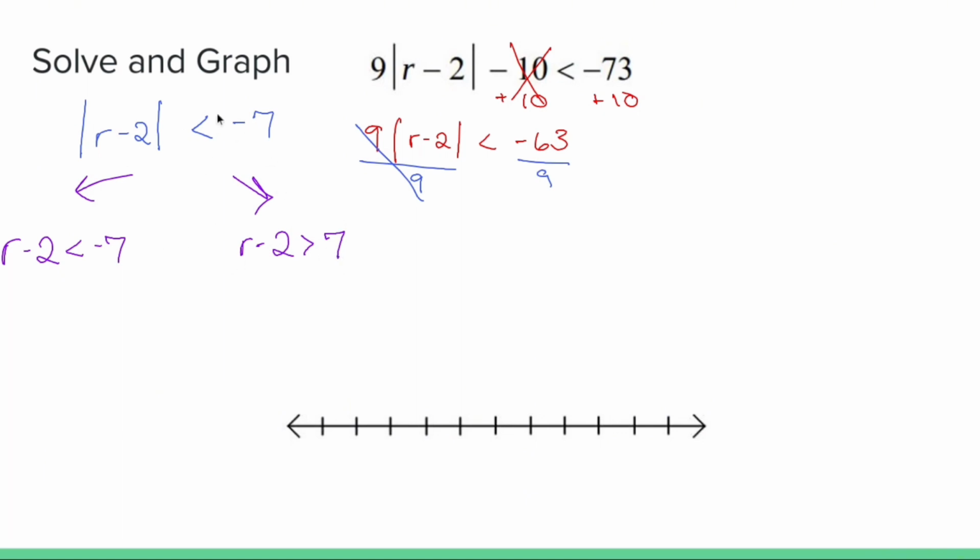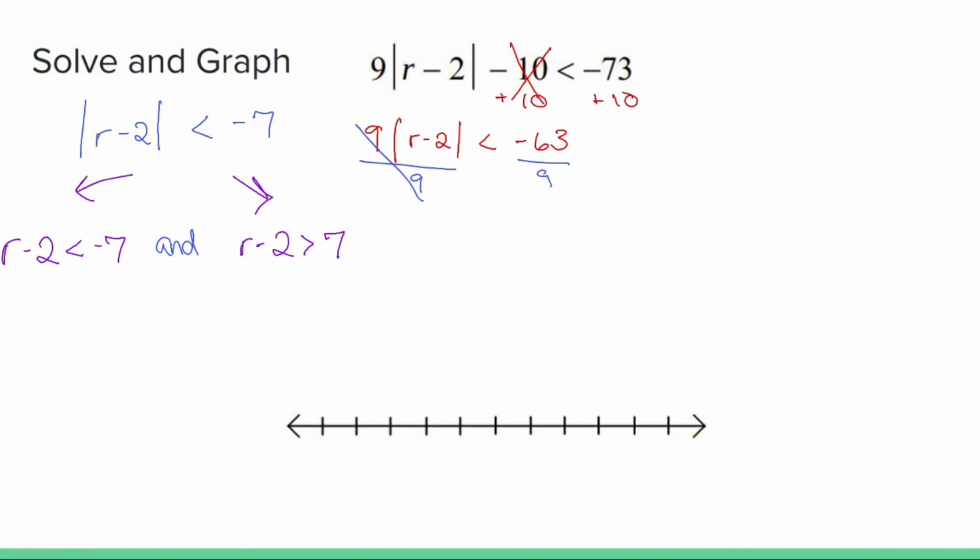Now, the other key thing here is we have a word in between. Now, the word is completely dependent on the symbol that you have right before you split these up into two inequalities. This is a less than, which means it's going to be and. I remember a phrase that I use every single time, great or less than, and since this is less than, it's going to be and.